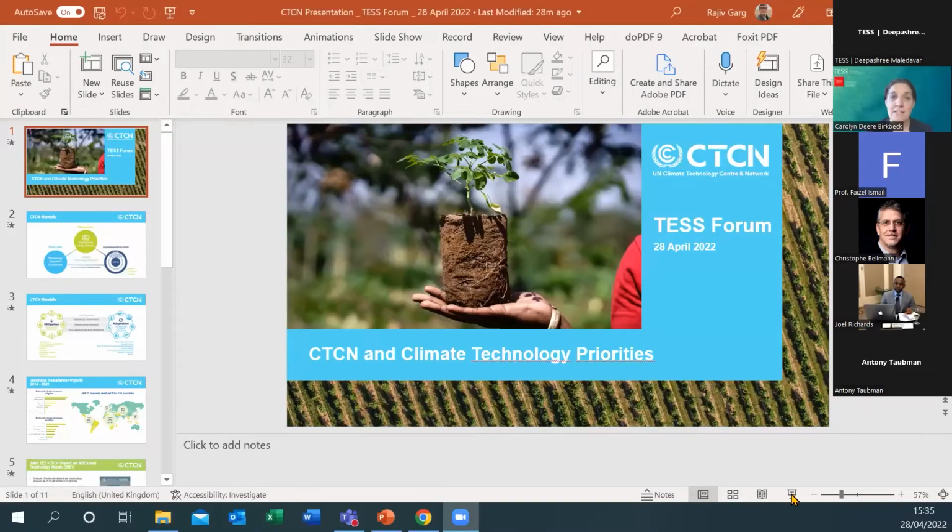To move straight on to our first speaker, who's going to look at this overview of countries' priorities and needs, we are going to turn to Rajiv Garg, who is the Regional Manager for Africa and Central Asia at the UN Climate Technology Center and Network, CTCN for short, which is part of the UNFCCC technology mechanism.